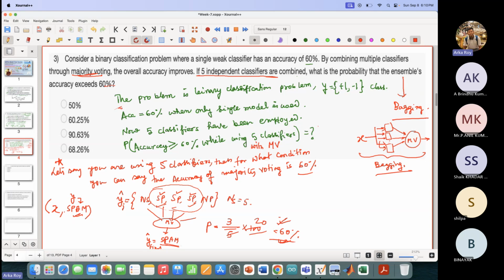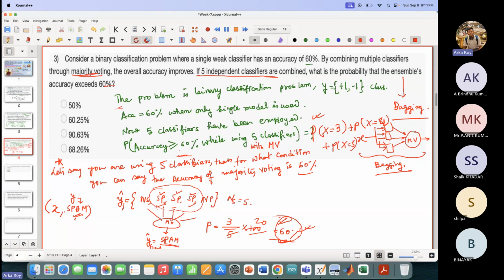Now in this particular question, they are asking for greater than 60%. So what are the conditions? The conditions are probability X equals 3, plus probability X equals 4, plus probability X equals 5. Then only can you get 60% and above classification accuracy. This is why I was asking at what condition you can get 60% accuracy. So at least you have to ensure that 3 of the individual models give you the same output as the original one, and then you can get 60%.